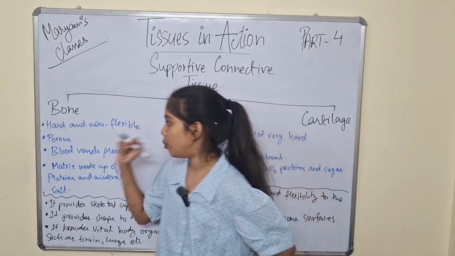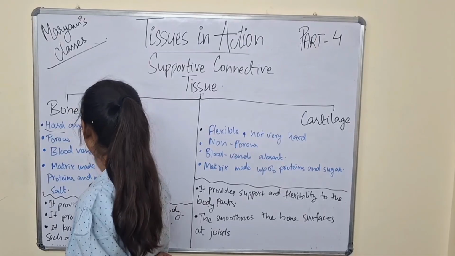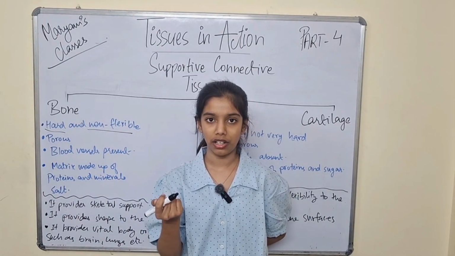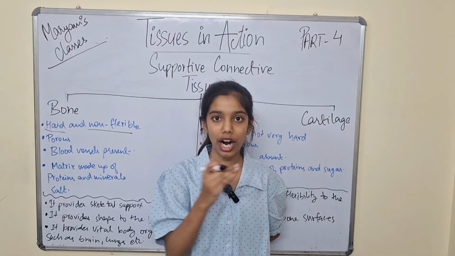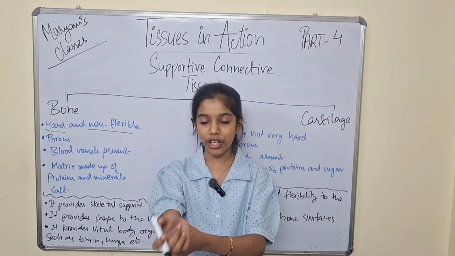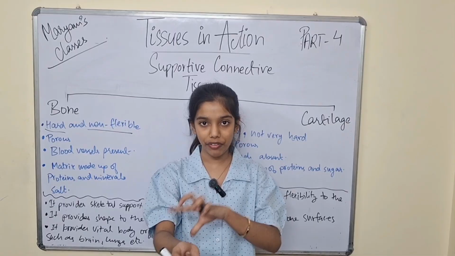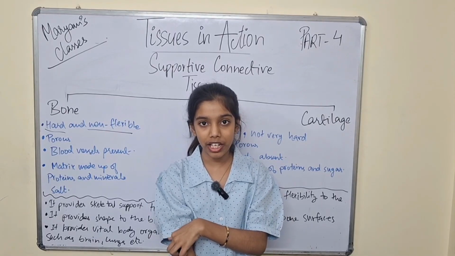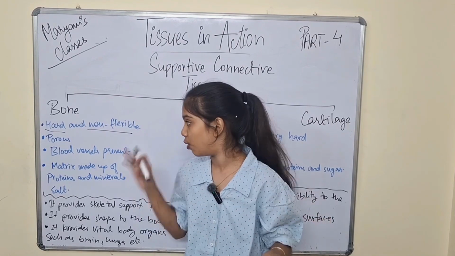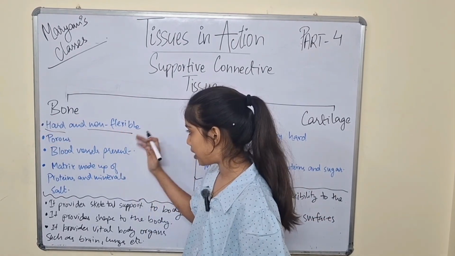So let's understand bone. Bone is a hard and non-flexible material. It is very hard in comparison to cartilage. It is hard and it is non-flexible. A bone cannot move. Like if here is a bone, other than at joints, it cannot bend or break. It is that hard. So it is hard and non-flexible.